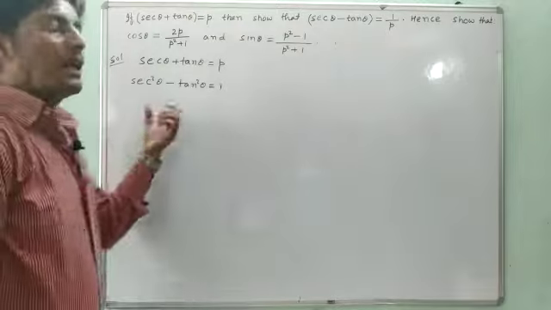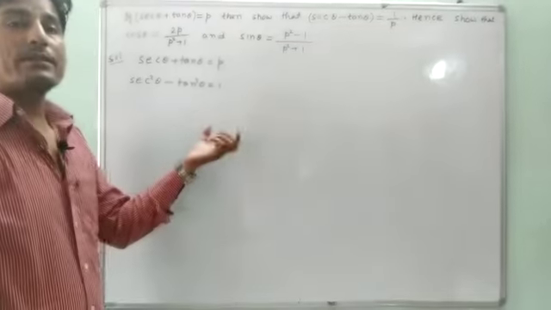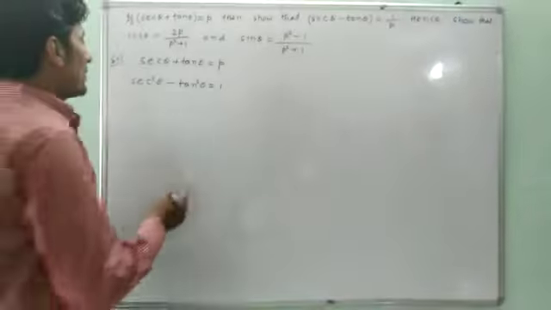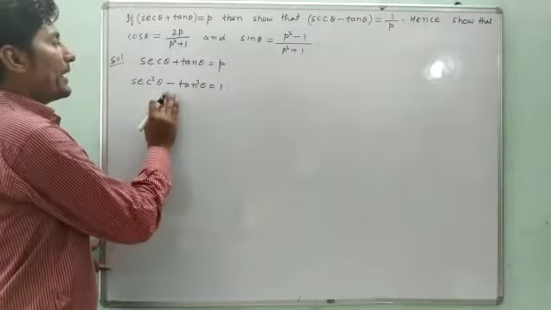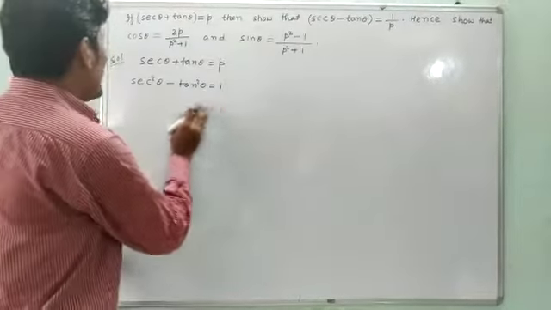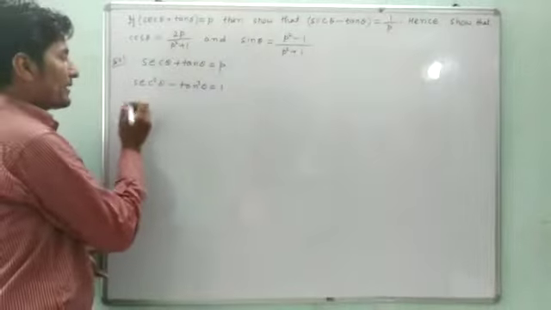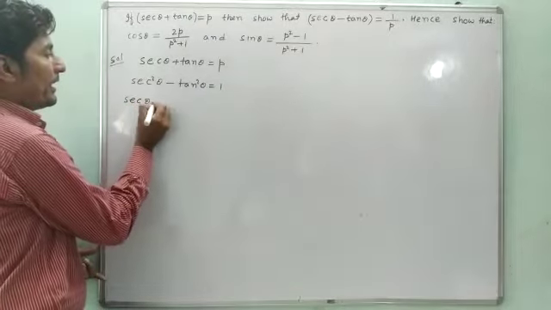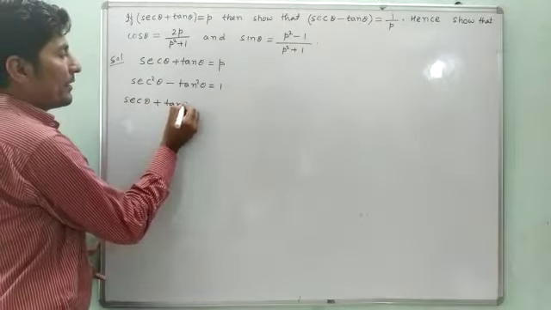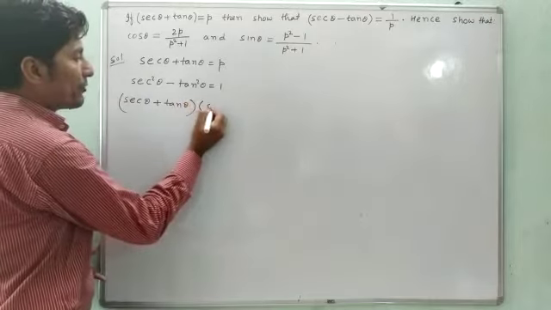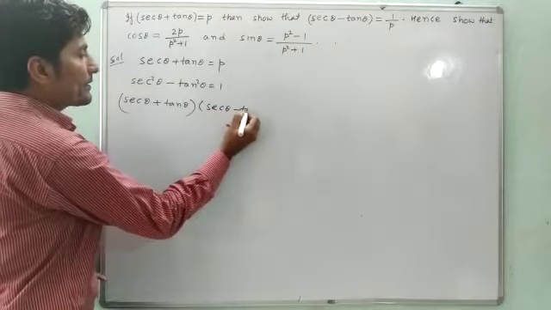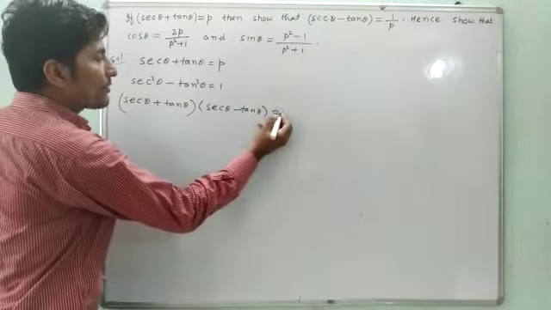This identity I have used several times in proving the other questions. So let us see, sec square theta minus tan square theta equals 1. Hence we can write here a square minus b square, so we can write a plus b multiplied by a minus b. So we can write sec theta plus tan theta multiplied by sec theta minus tan theta equals 1.